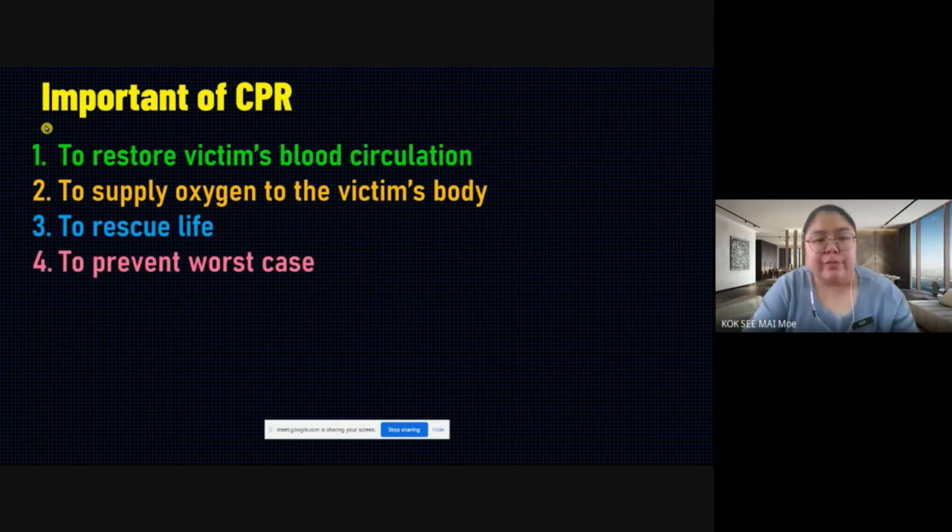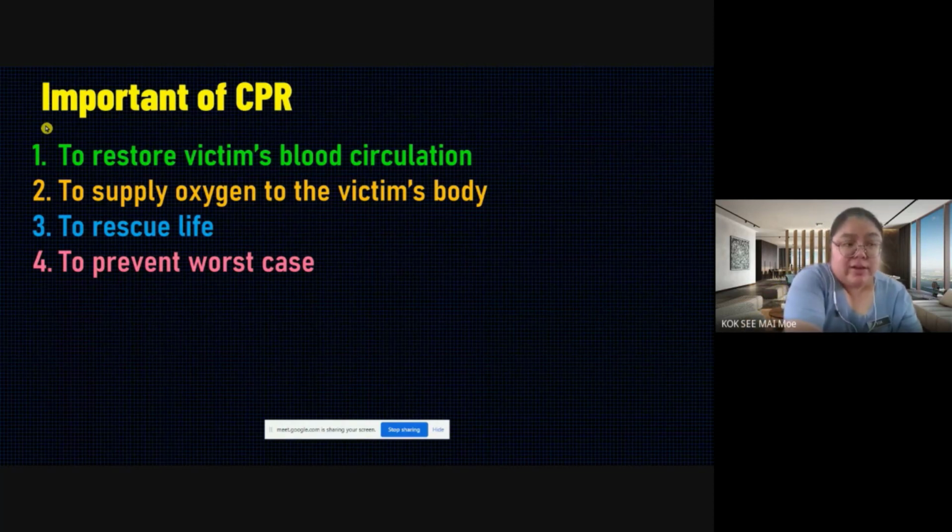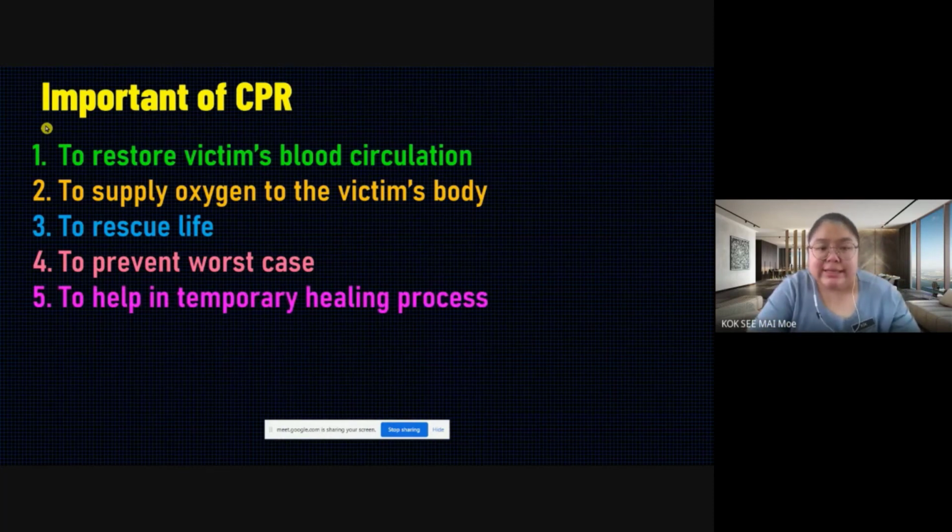And the next one, number 4, you want to prevent the worst cases. If you are late, maybe the person becomes abnormal, becomes disabled, like this. So that's why you need to help. The first 4 minutes are very important for the victims. Then after that, we go to number 5. Number 5 is to help in the temporary healing process.